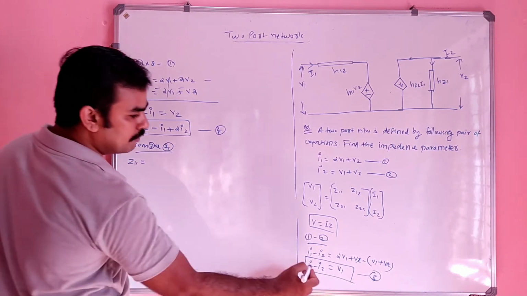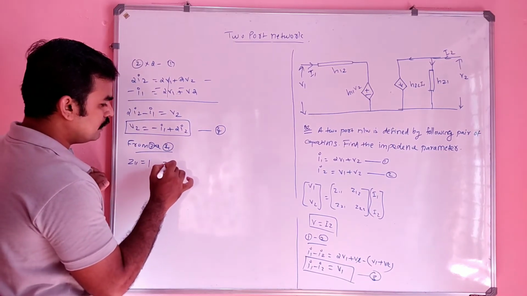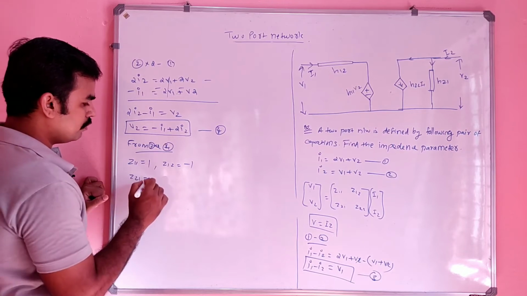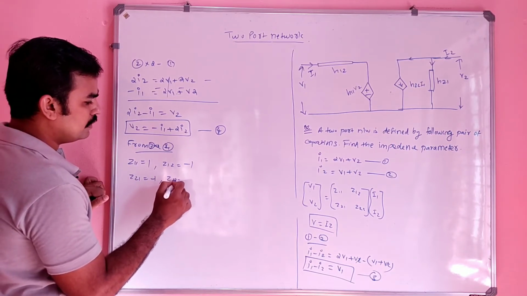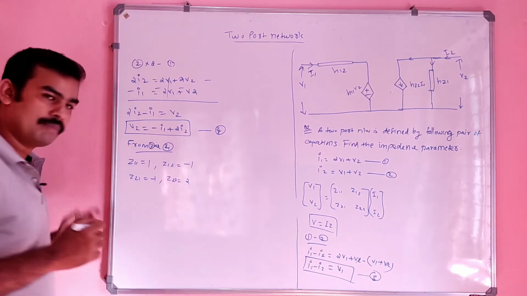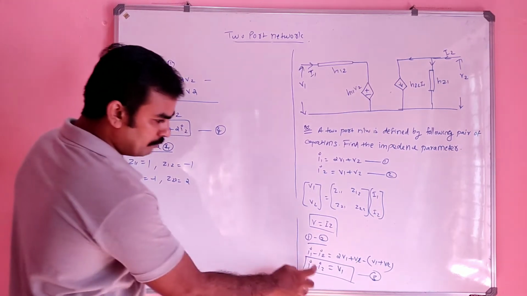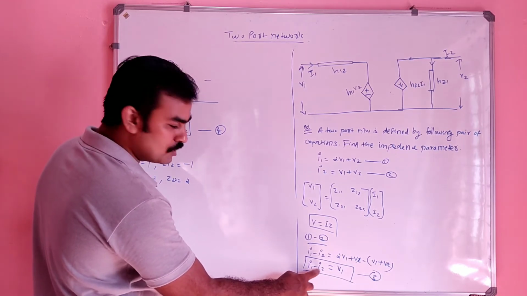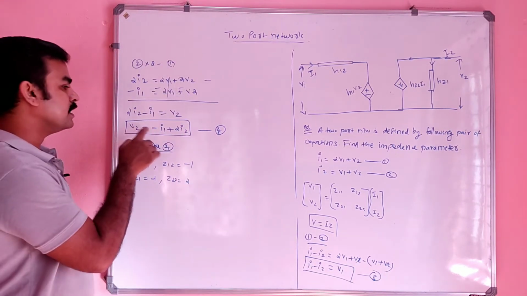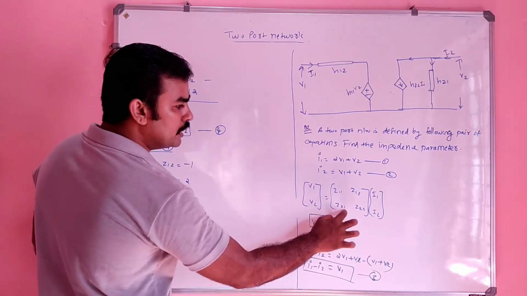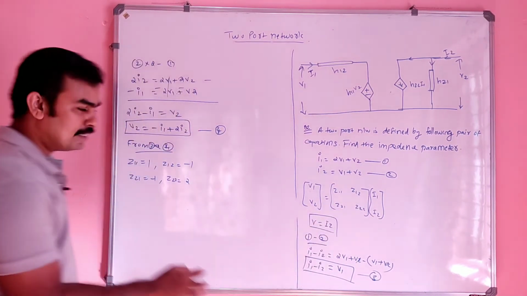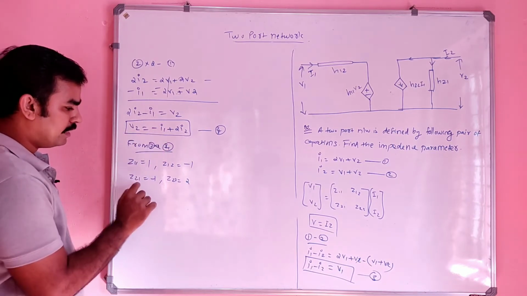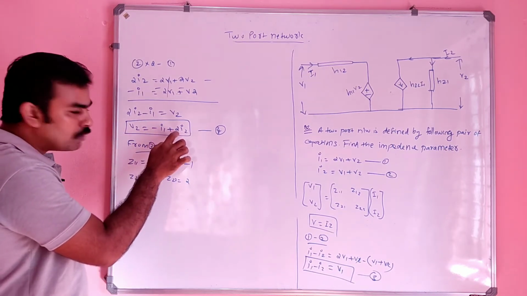From 3, Z11 will be 1, Z12 will be minus 1, Z21 will be minus 1, Z22 will be 2. Correct or wrong, madam? From this, it is in the form of Z11 I1 plus Z12 I2, so Z12 will be minus 1, Z11 will be 1. This is also in the form of V2 equal to Z21 I1 plus Z22 I2, right? So Z21 will be minus 1, and Z22 I2.